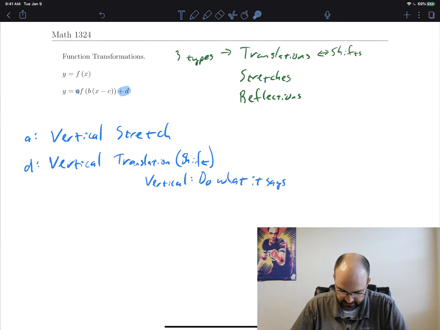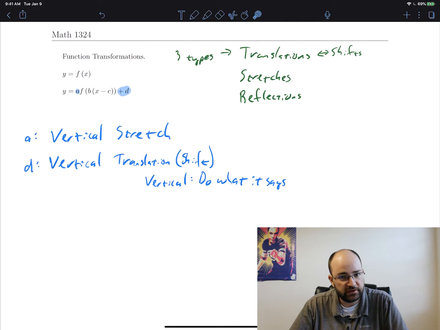Anyway, same thing with the plus d. If it says plus 2 up at the very end, we just add 2 to the y values. And of course, we still do all of this in the order of operations. So we always do the multiplication first and then the addition or subtraction.